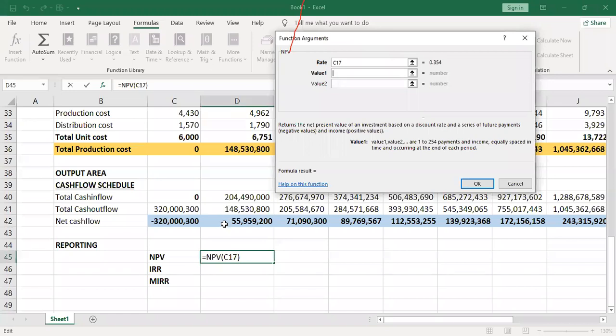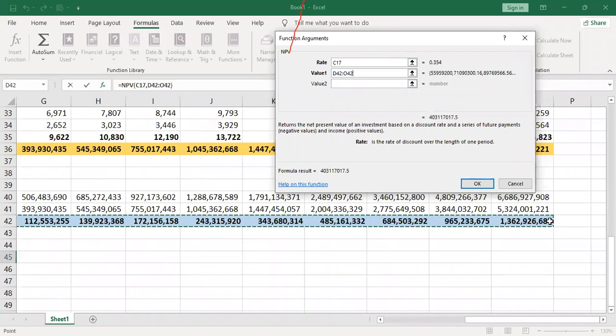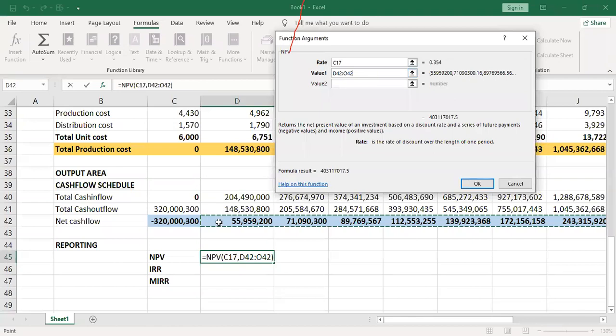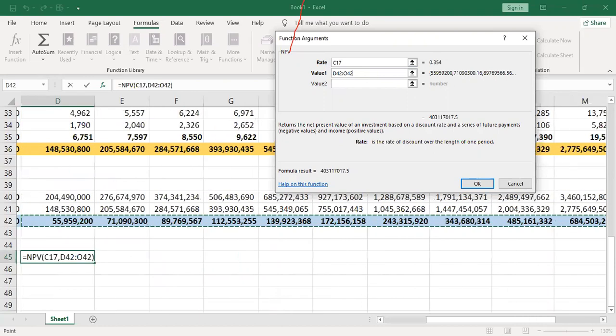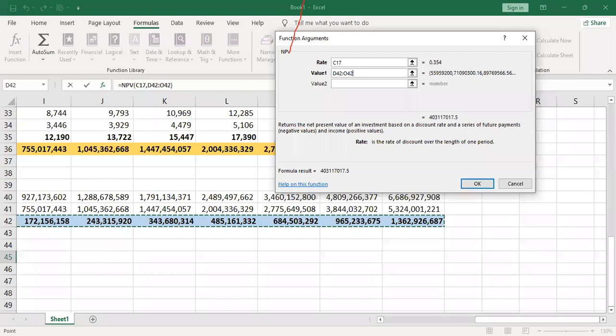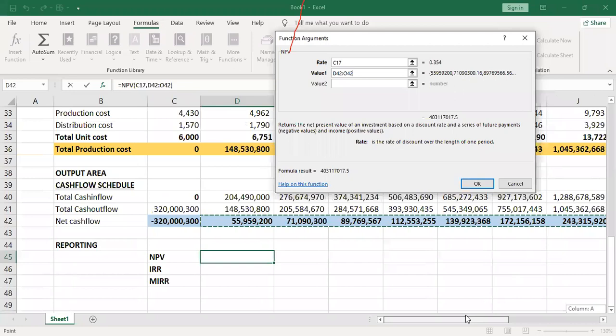Now select the net cash flows from year one up to the end of the project's life. I've said select the net cash flows from year one. For value one, select the net cash flows from year one up to the end. In this case, it is from year one up to year 12.